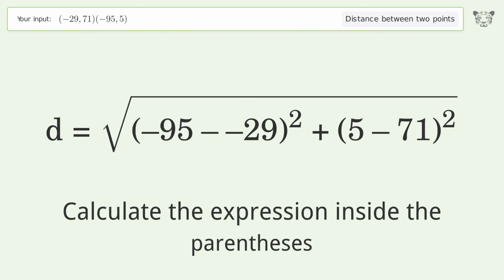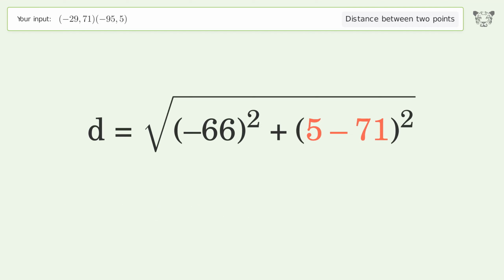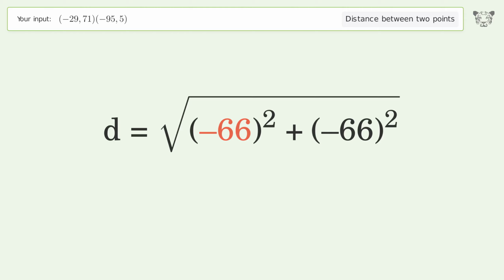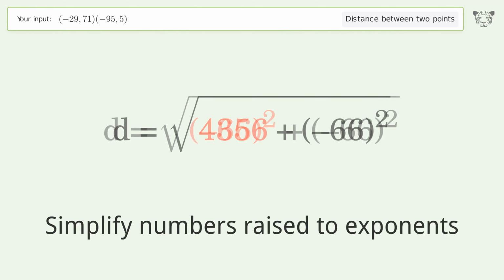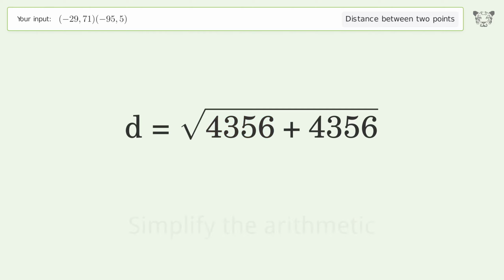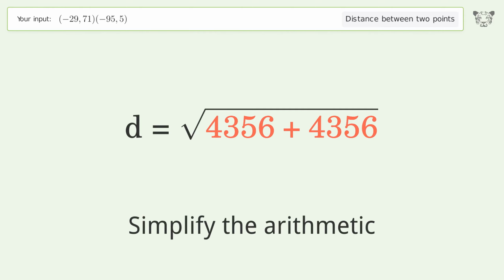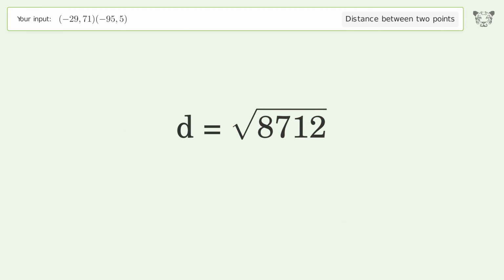Calculate the expression inside the parentheses. Simplify numbers raised to exponents. Simplify the arithmetic. And so the distance between the 2 points is the square root of 8,712, or 93.338.